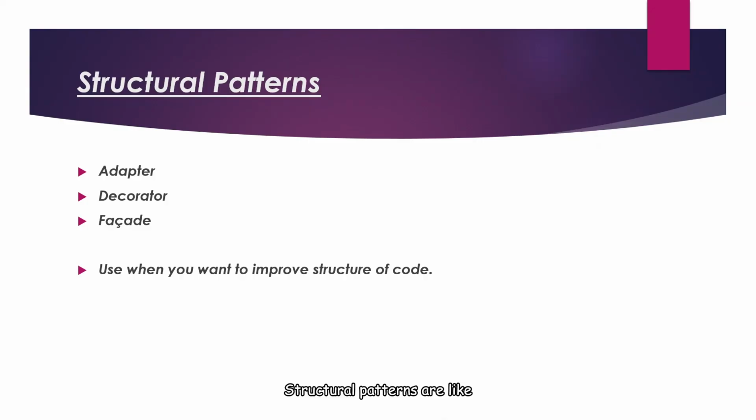Structural patterns are like architectural blueprints. They help you compose classes and objects to form larger structures, all without losing flexibility. For example, adapter helps you connect incompatible interfaces like plugging a USB into an HDMI port. Decorator lets you dynamically add behavior to an object. Think of it like dressing up your coffee with milk, sugar, or caramel. Facade provides a simplified interface to a more complex system, just like how your TV remote hides the internal circuitry. If your system is becoming messy or too tightly coupled, structural patterns can clear things up.